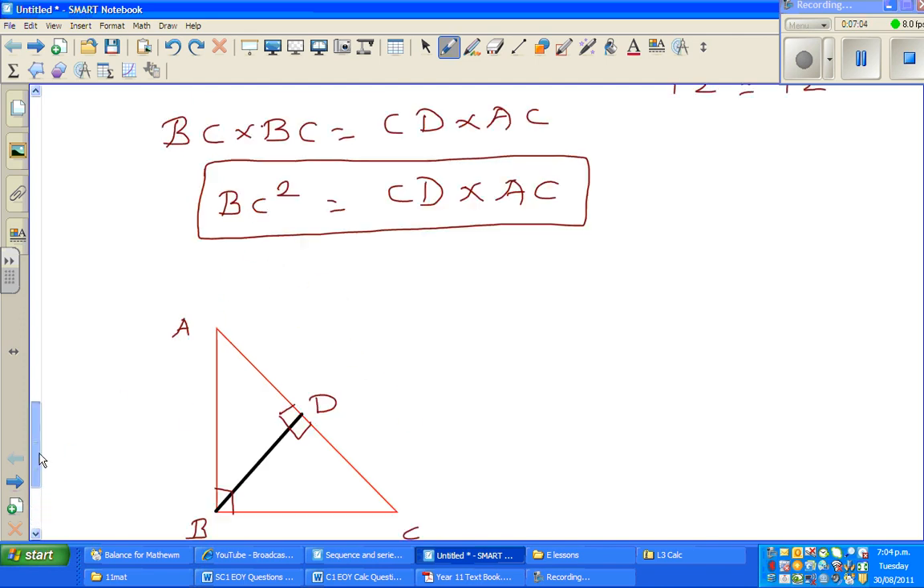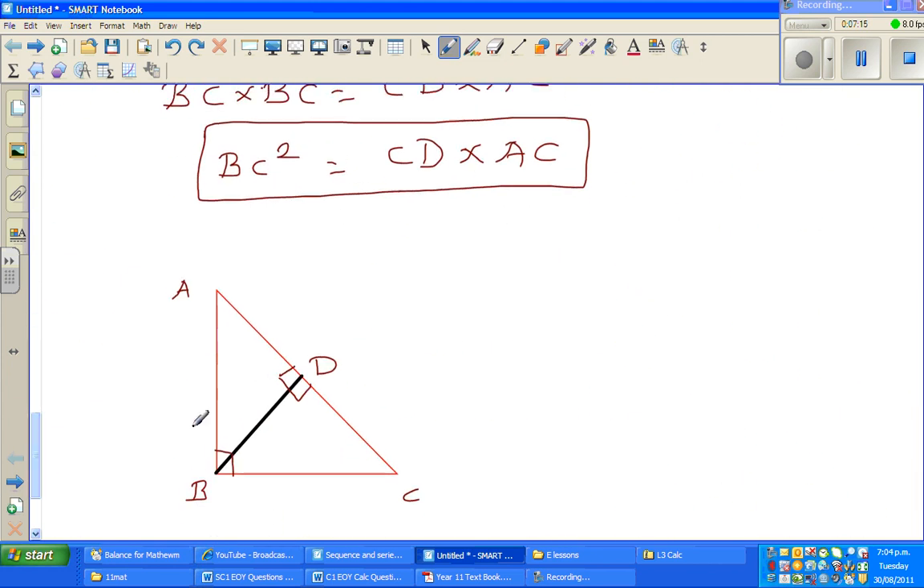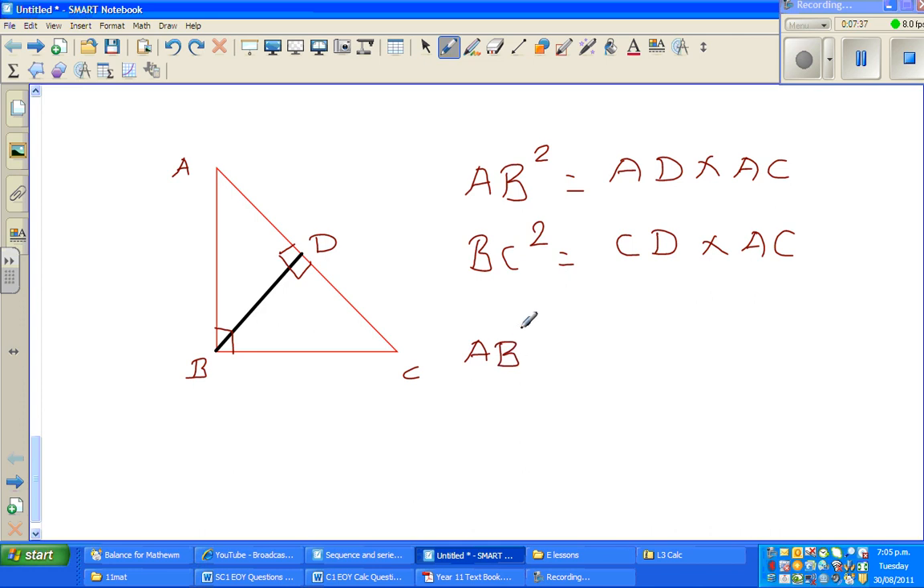So we proved two results. Can I say AB squared is equal to AD into AC? And the second result we just proved is BC squared is equal to CD into AC. So if I add AB squared plus BC squared, what will happen? AB squared plus BC squared is equal to, what is AB squared? AB squared is AD times AC, plus BC squared, which is CD into AC.